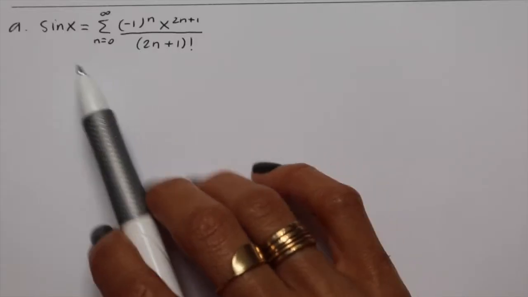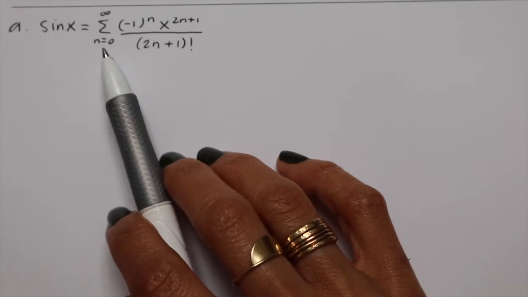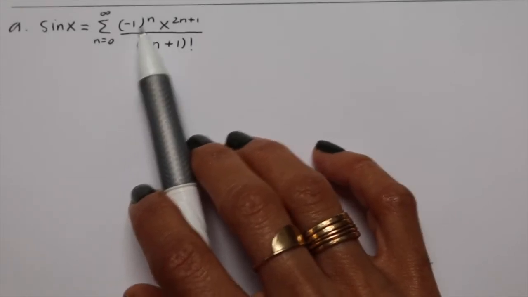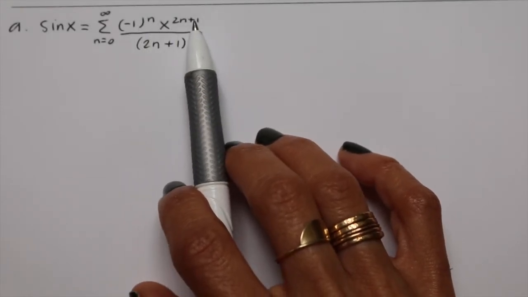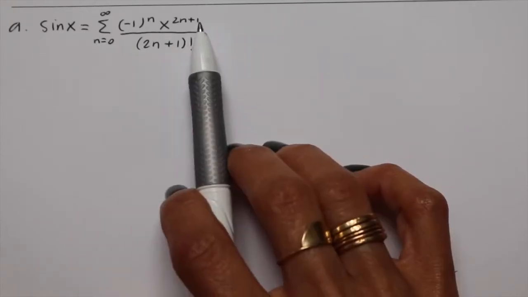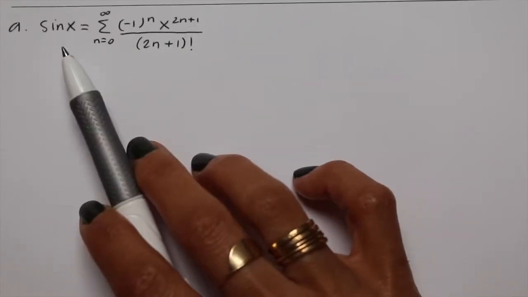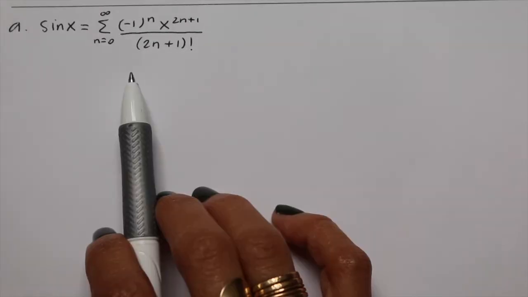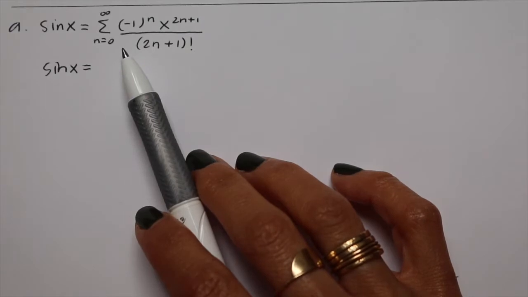So here's the formula for sine. We have sine equals sigma n equals 0 to infinity, negative 1 to the n, x to the 2n plus 1 over 2n plus 1 factorial. Remember that sine is going to be your odds versus cosine is going to be your evens. So we're going to write sine out to get those first four non-zero terms. First, we're going to plug in 0 for all the n's.